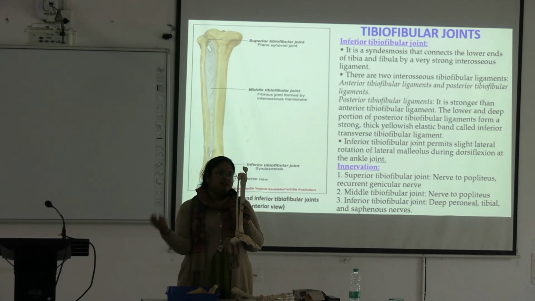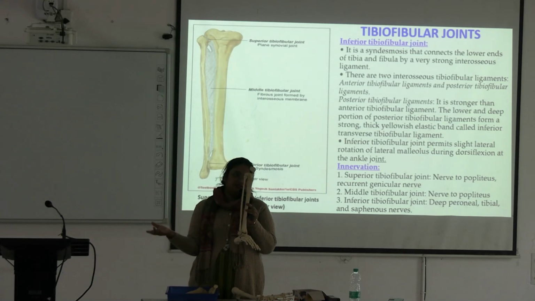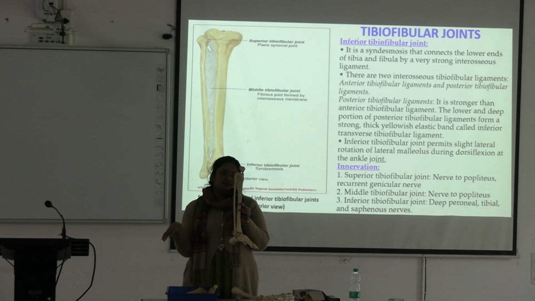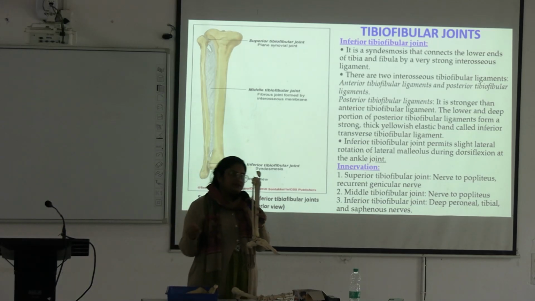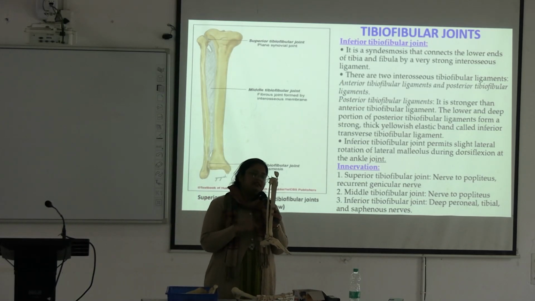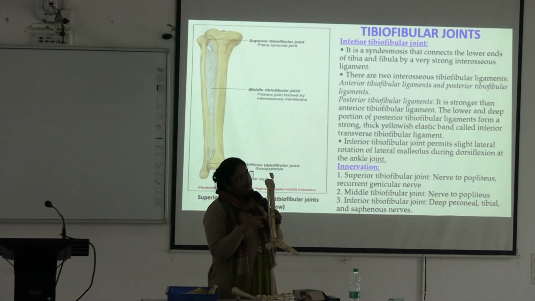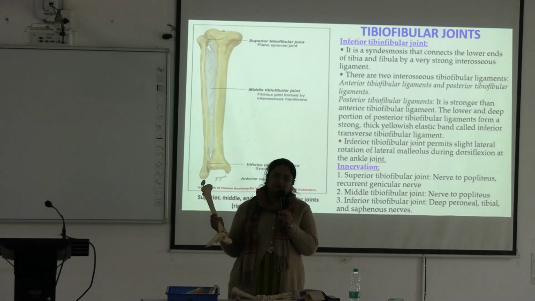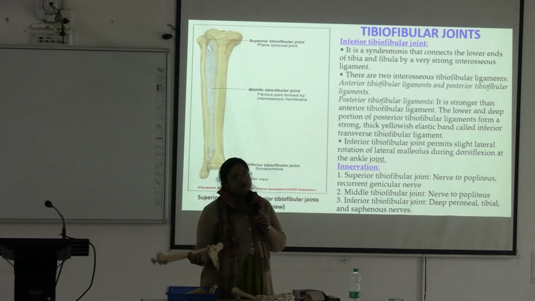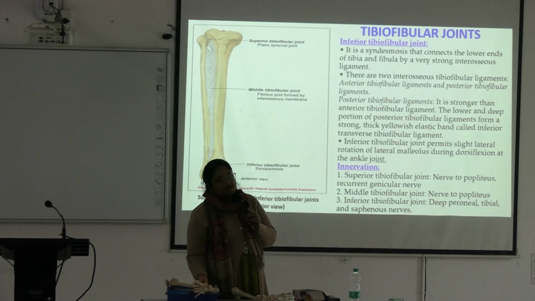In the forearm, the superior and inferior radioulnar joints are synovial. The middle radioulnar joint is only syndesmosis. Here, both the middle and inferior joints are syndesmosis or fibrous joints. Okay. Only the upper one is synovial, that is plain synovial. Okay, understood? Any queries from this topic?